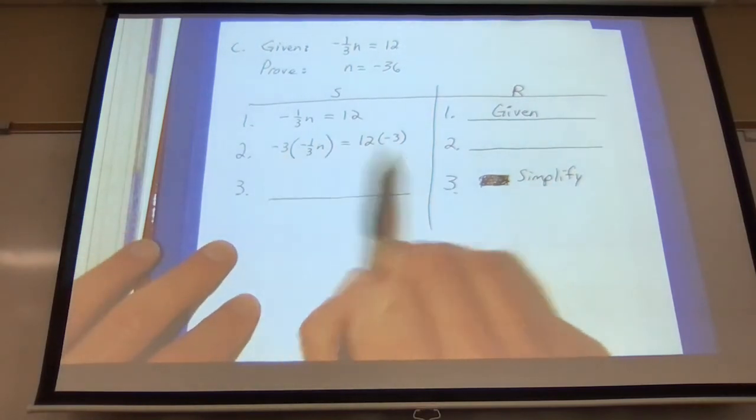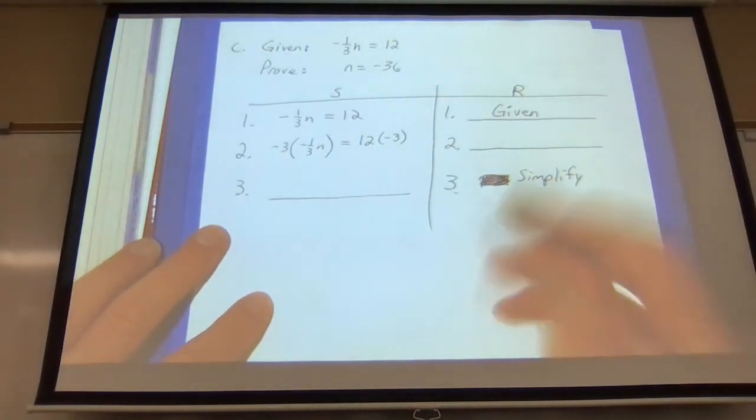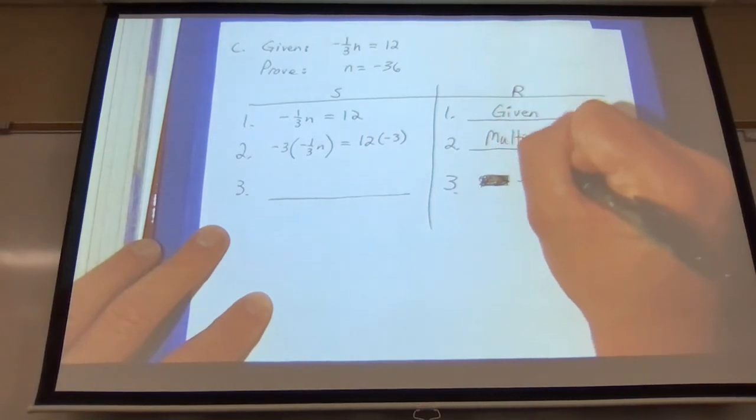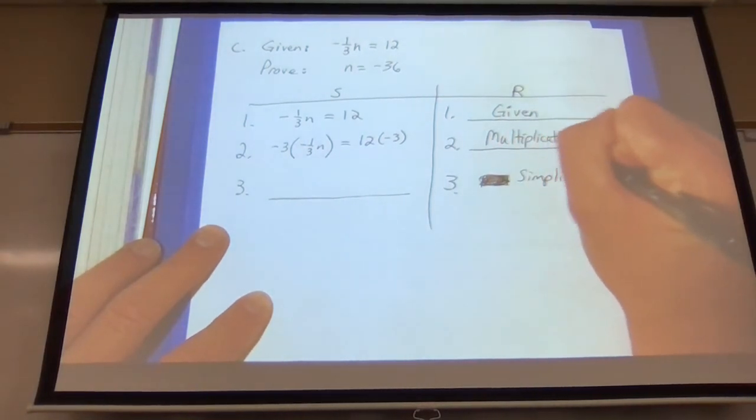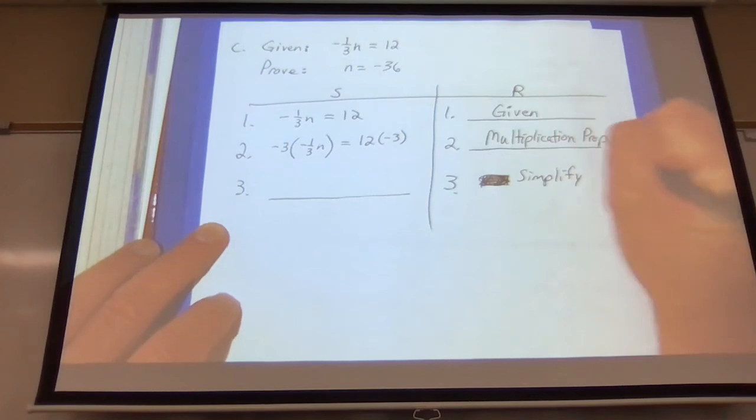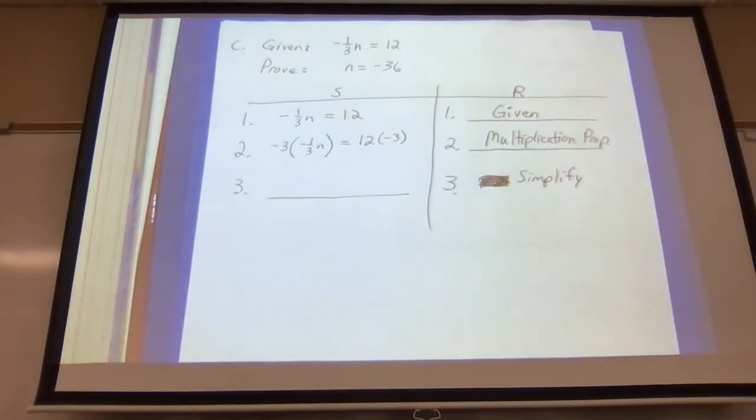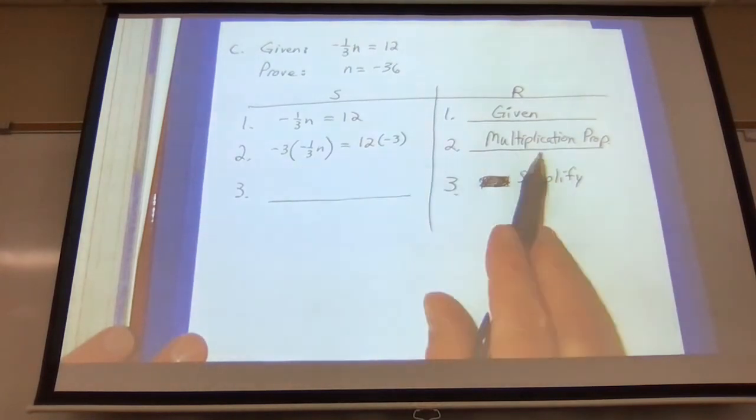What property lets us multiply both sides by -3? Multiplication property. And now we're almost there. Let's see. We did the multiplication property.